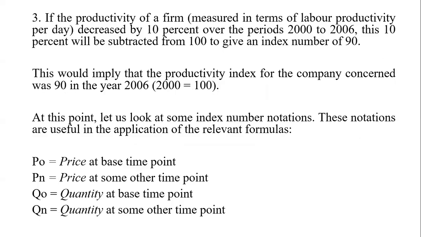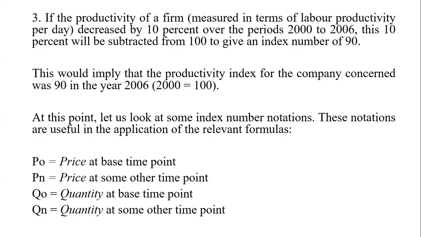Three, if the productivity of a firm, measured in terms of labor productivity per day, decreased by 10% over the period 2000 to 2006, this 10% will be subtracted from 100, that's the base. The base is always 100. Where there is an increment, you add it to 100. Where there is a decrease, you subtract it from 100, to give an index number of 90. So that is what we are talking about here.